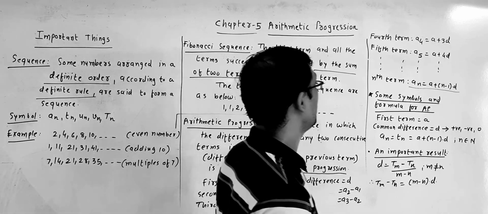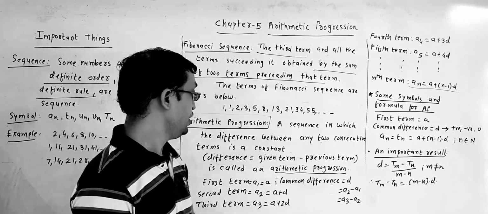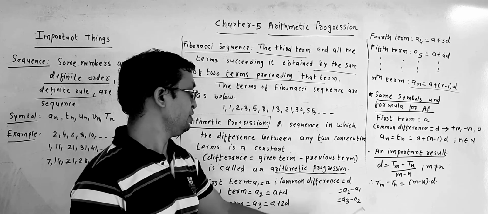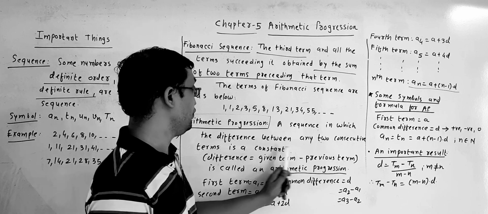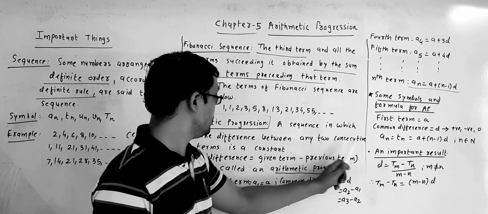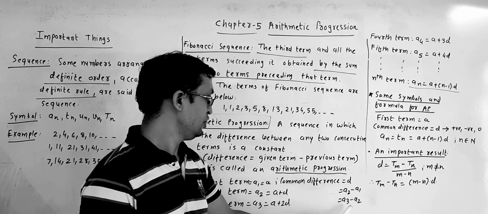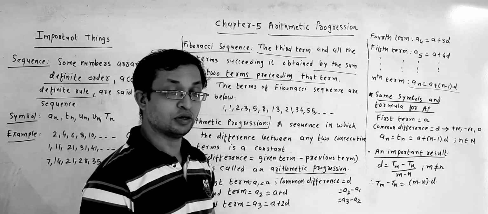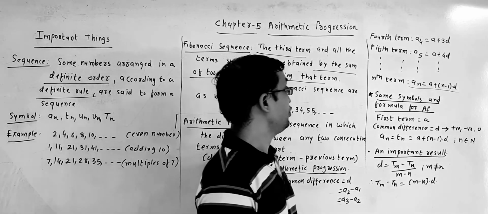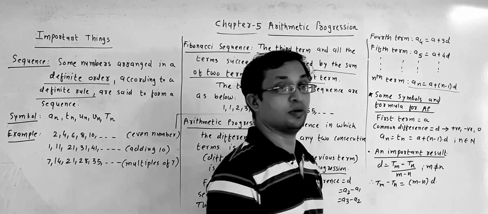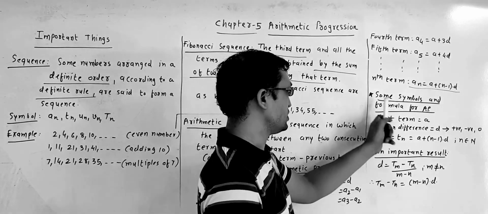To find the nth term of the sequence, an is equal to a plus n minus 1 into d. And the common difference is d. d means second term minus first term, the difference between consecutive terms. So a2 minus a1 is equal to d, a3 minus a2 is equal to d, a4 minus a3 is also d. And nth term an is equal to a plus n minus 1 into d. ये तीनों फॉर्मूला सबसे इंपॉर्टेंट है.